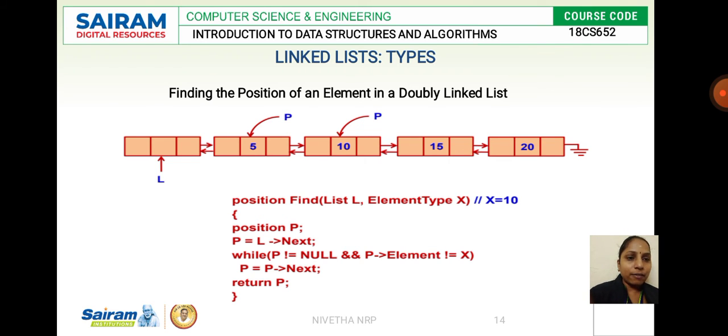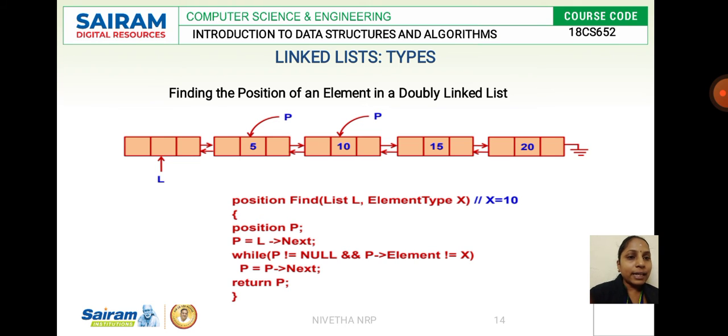What is the element value of P here? 5. What is X here? 10. 5 is not equal to 10. So you are incrementing your pointer. From 5 it is incremented to 10. Now it is checking for the condition. Again it is checking whether the pointer of the 10 is not equal to null. Yes, it is not equal to null because it is followed by 15.